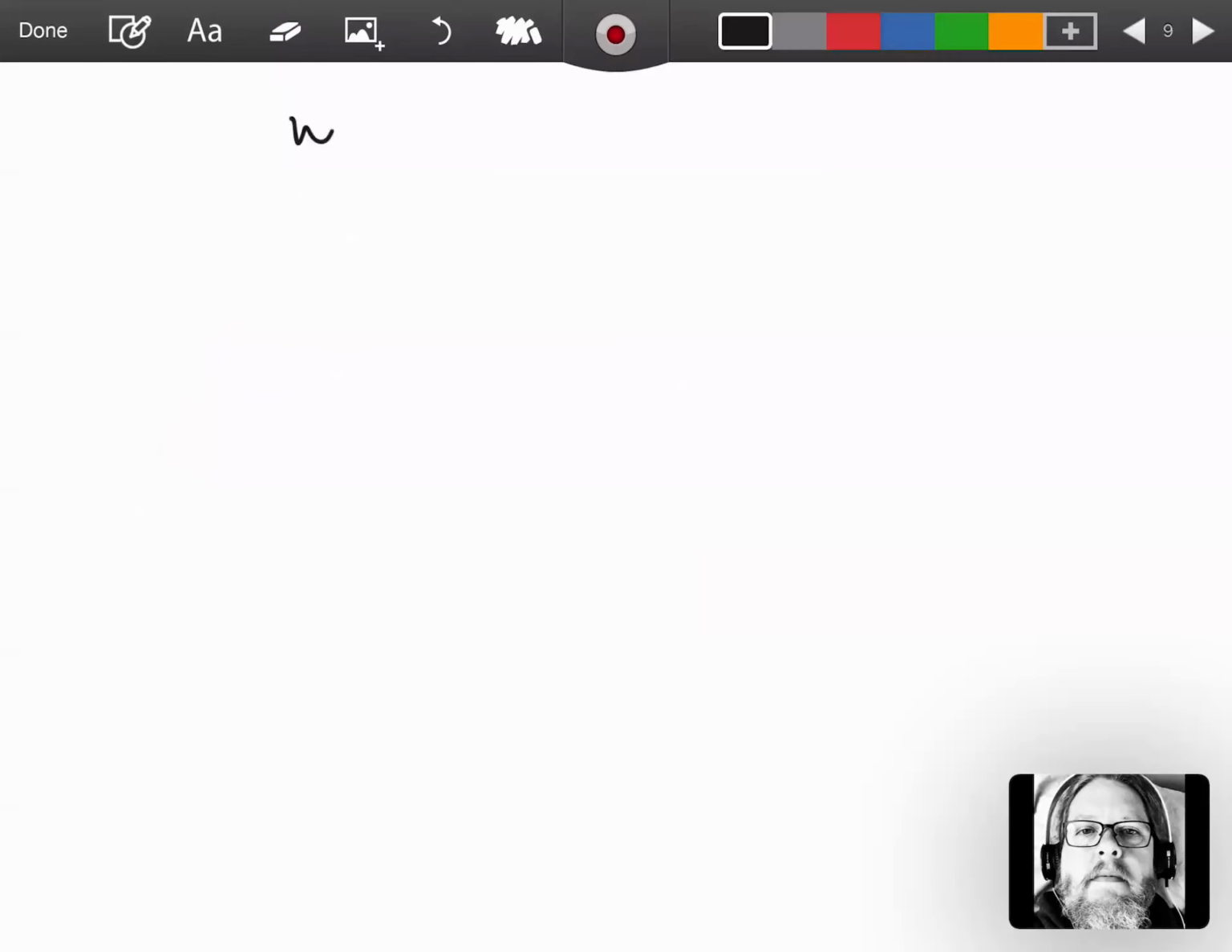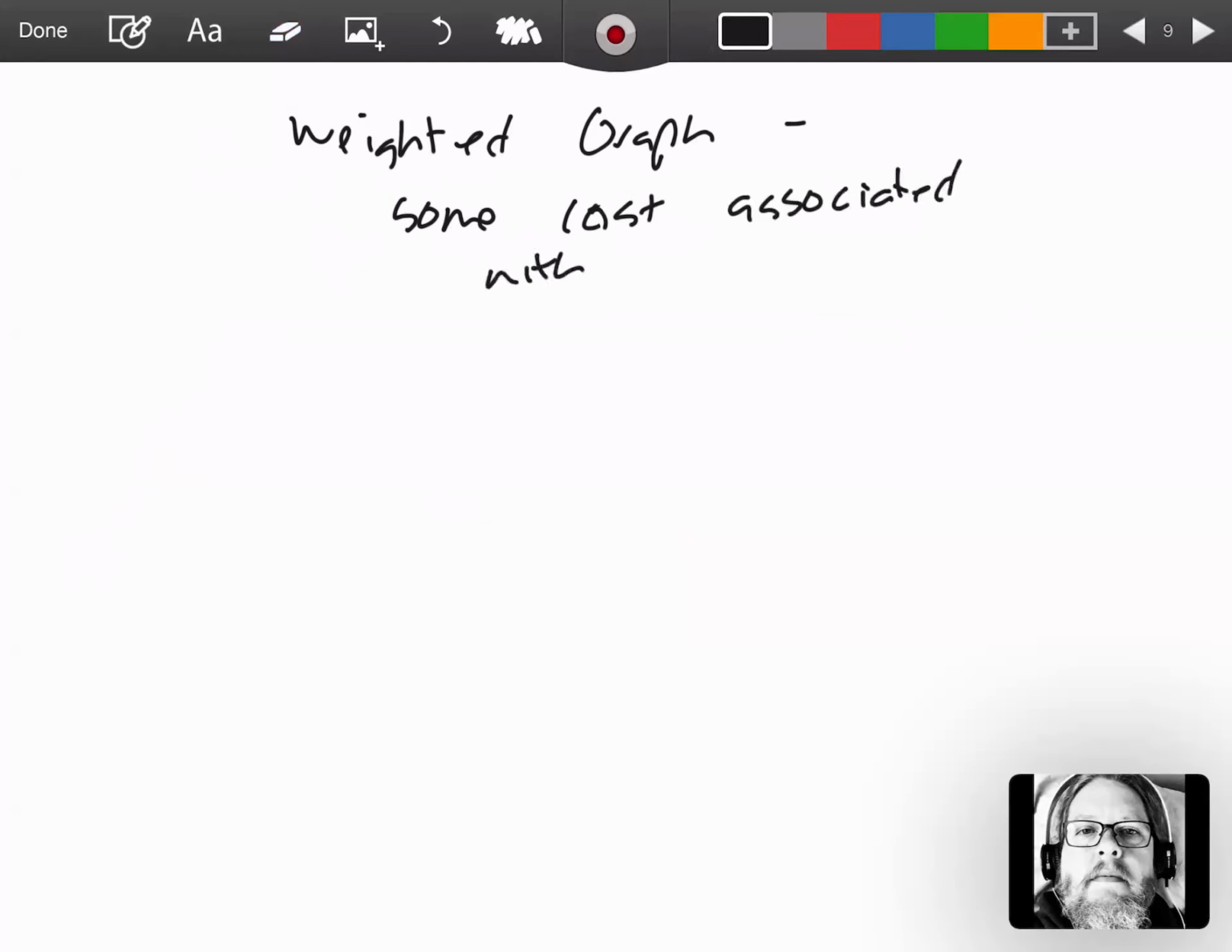And then again, more terminology you're going to need moving forward. A weighted graph is just a graph where there's some cost associated with each link, so each edge. If that's the case, we can get to ideas such as the shortest path.